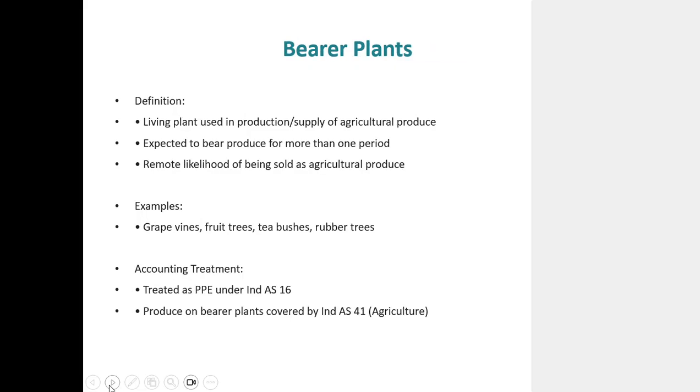Now, bearer plants. What is a bearer plant? A living plant used in production or supply of agricultural produce, expected to bear produce for more than one period, with a remote likelihood of being sold as agricultural produce. Examples: grapevines, fruit trees, tea bushes, rubber trees. Accounting treatment: treated as PPE under IND AS 16, while produce on bearer plants is covered by IND AS 41, Agriculture.